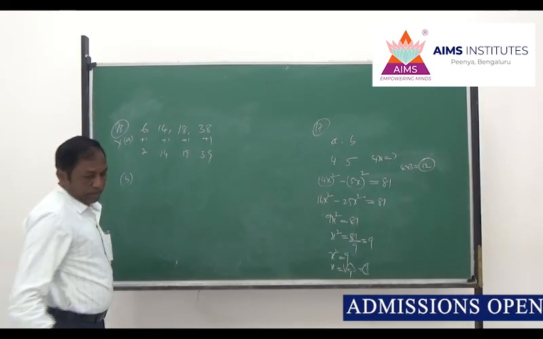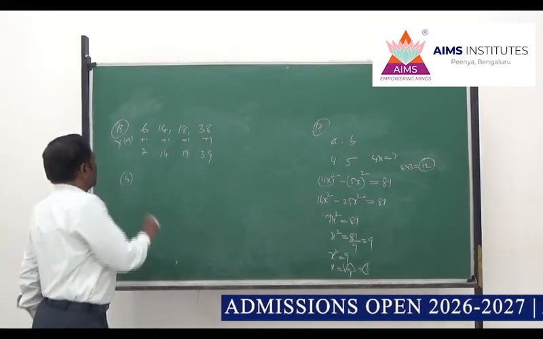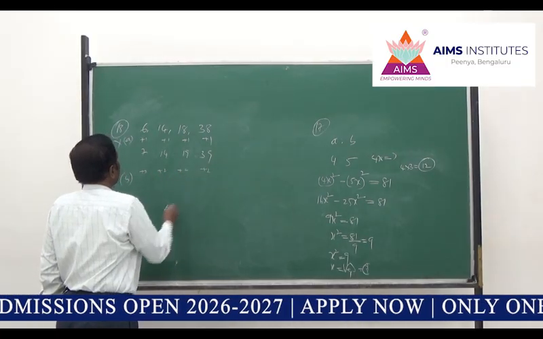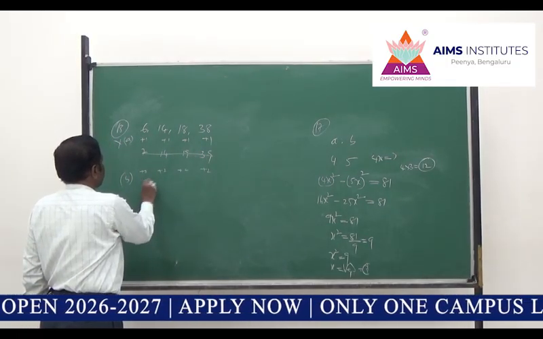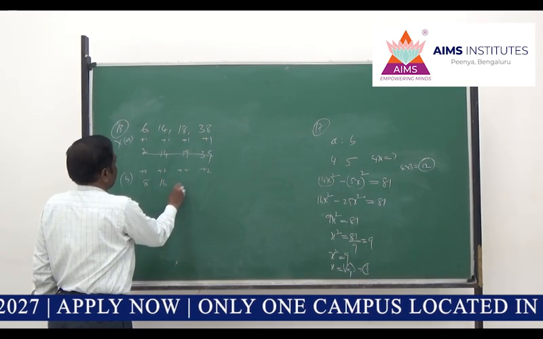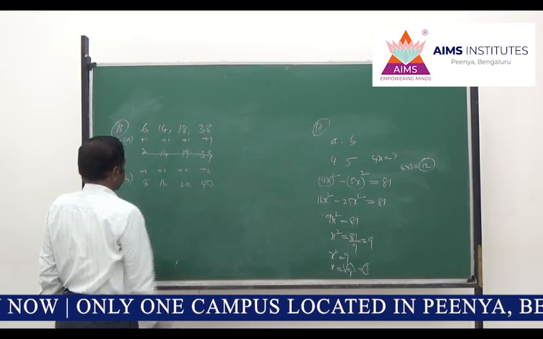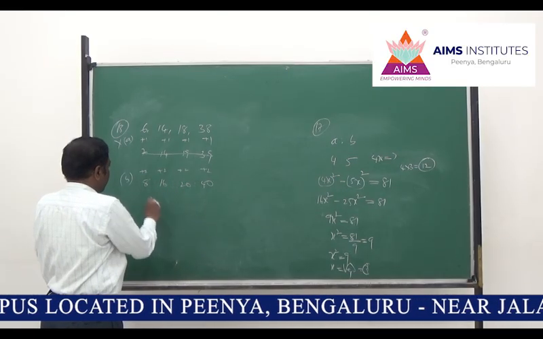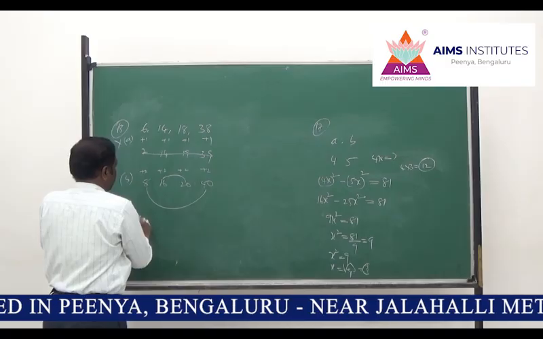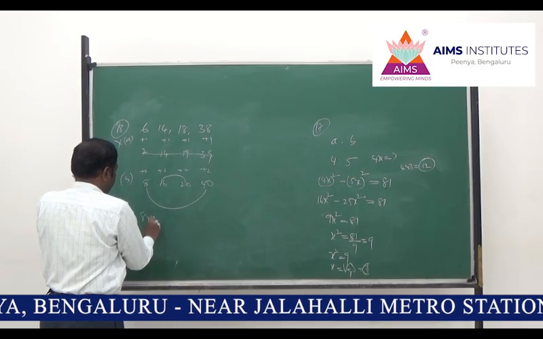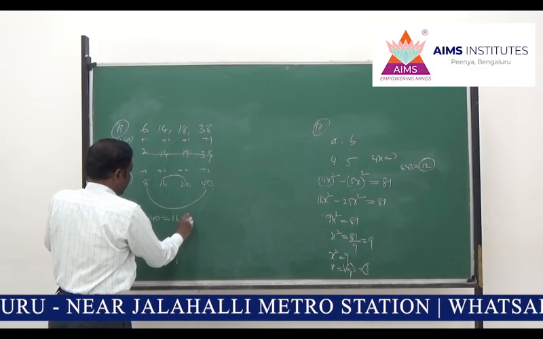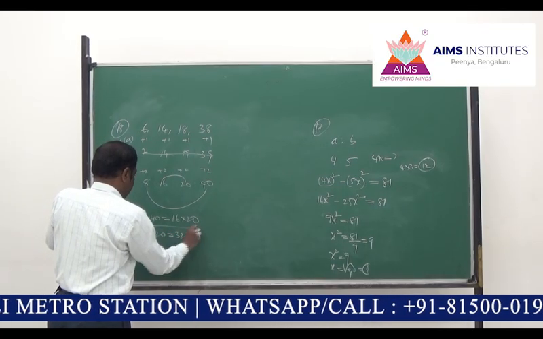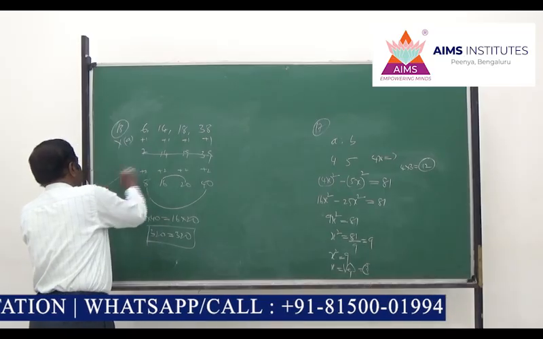Take B. If we take option B, which is 2, add 2 to each: 6 plus 2 is 8, 16, and 20 and 40. Try it. So 8 into 40 is equal to 16 into 20. 320 is equal to 320. Yes, this is right. So option B is the appropriate one.